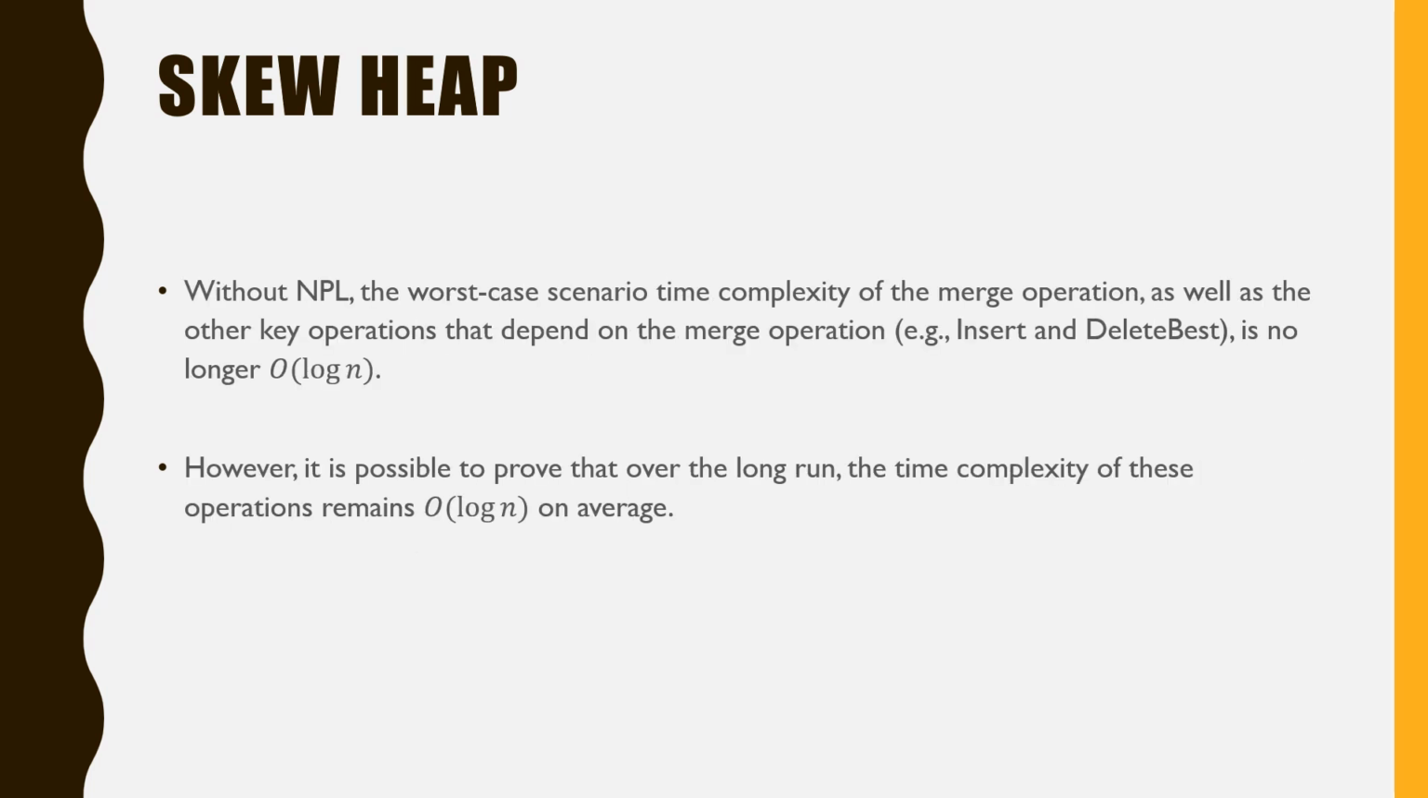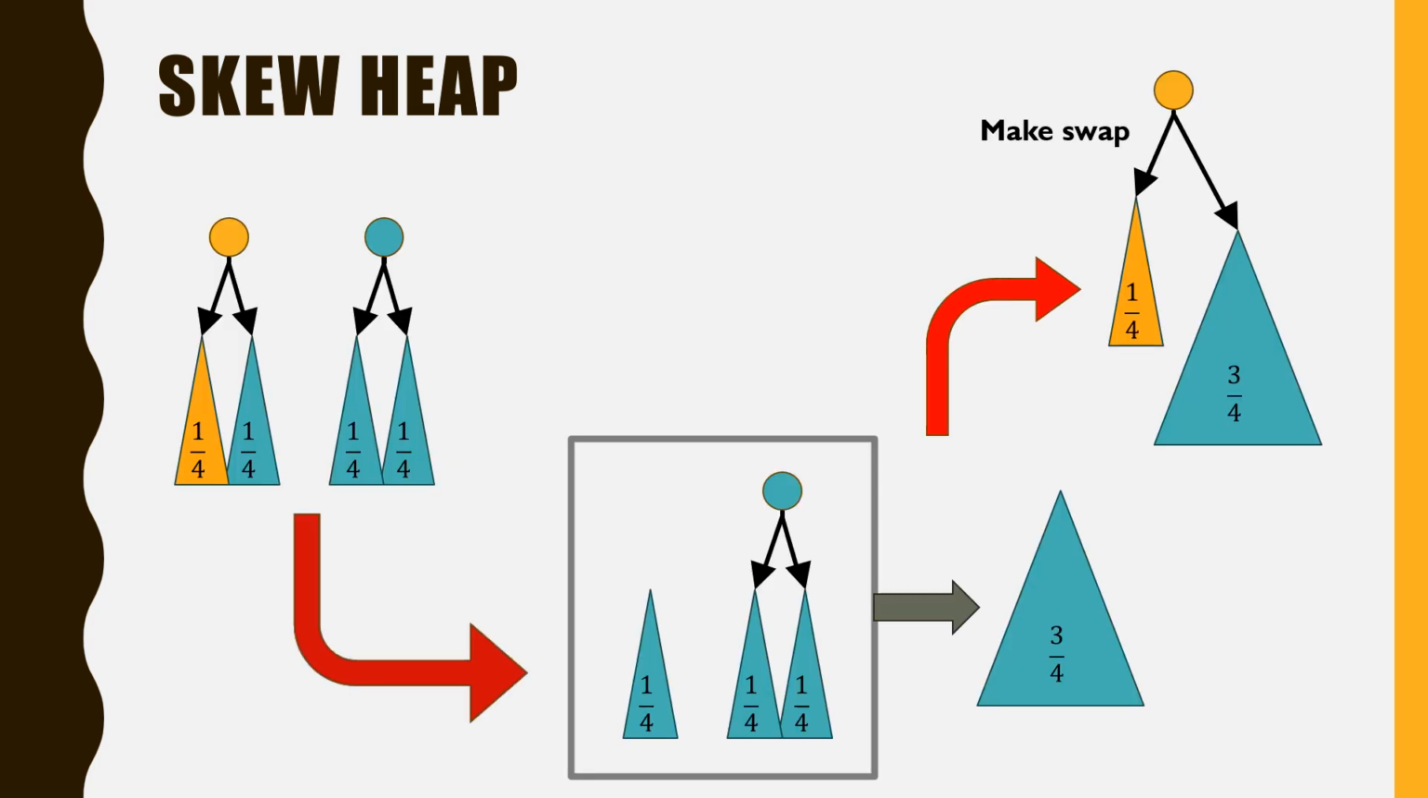Without MPL information, the path formed by the rightmost nodes is no longer guaranteed to be the shortest path in the tree. As a result, we can no longer guarantee a worst-case O(log n) time complexity for the merge operation. Despite this, it is possible to prove that the amortized time complexity of a series of merge operations remains O(log n). Next, we will provide a high-level outline of the time complexity analysis for the Skew heap merge operation.